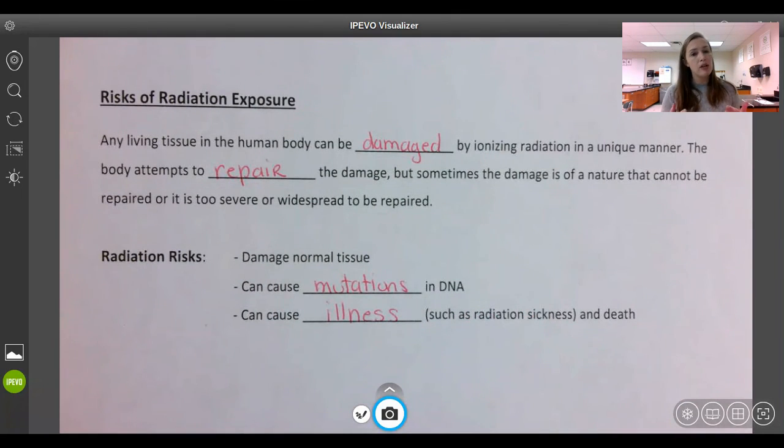Okay, so that's a little bit of background information on radioactive isotopes. Why are they unstable, and what are some beneficial uses and risks involved?